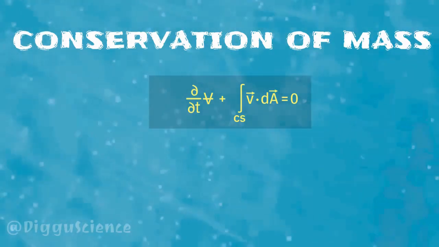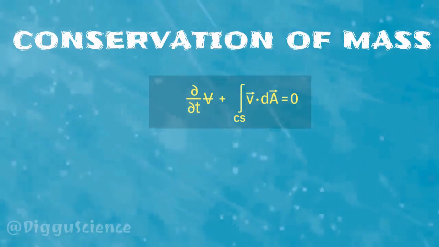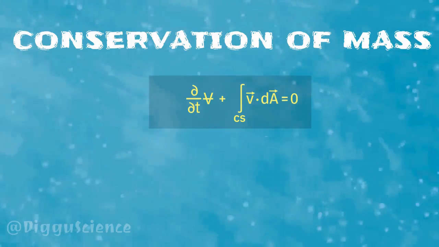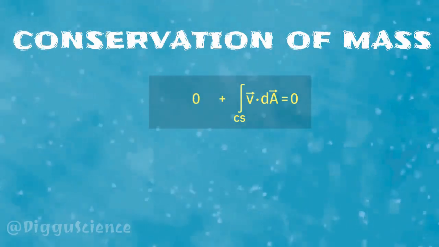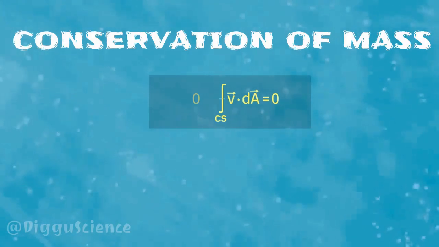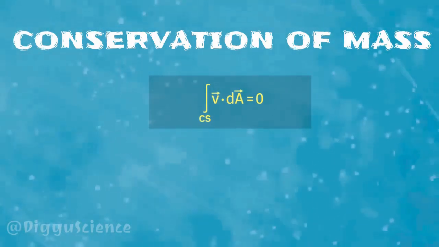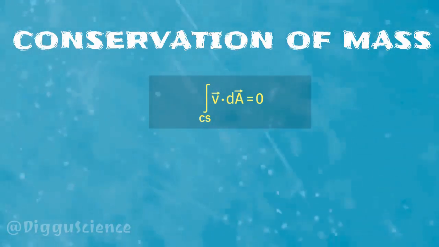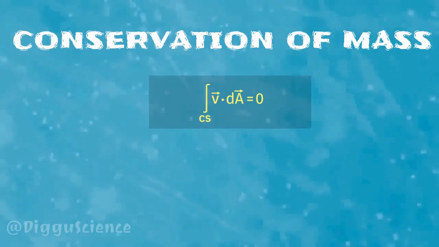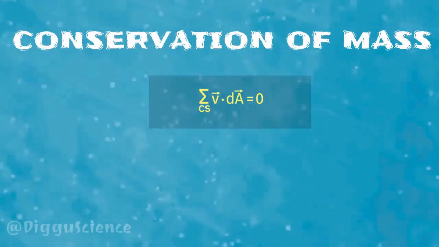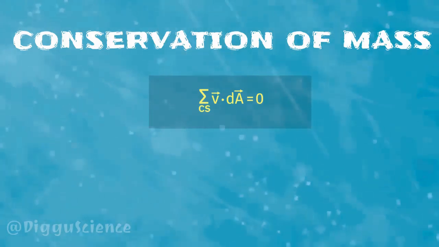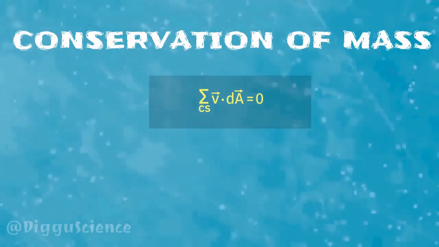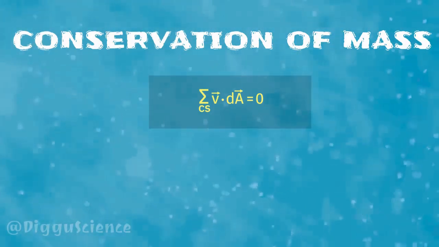By selecting a control volume that has a fixed shape, the volume value of the control volume is fixed, or the partial derivative of v with respect to time is 0. The mass conservation equation changes to the integral from the control surface of the vector v dot vector dA equals 0. In a flow with uniform velocity, this equation can be written as the sigma of the vector v dot vector dA is equal to 0. Through this equation, we can calculate the speed of an incompressible fluid flow, and the speed is uniform.